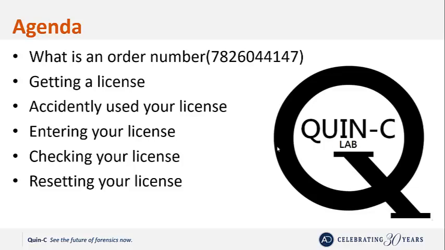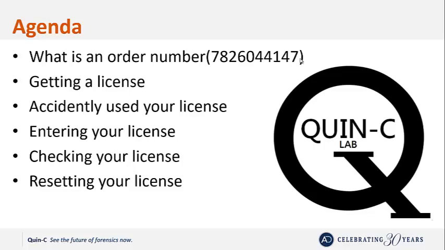Let's start out with what an order number is. Here's an example of an order number. It's a 10-digit number, and it represents our database's system of remembering what it is you ordered in that particular order. You take this and you convert it into a software license, and you may end up converting it into many licenses depending on how many servers, if you will, or machines you bought or purchased Quincy for.